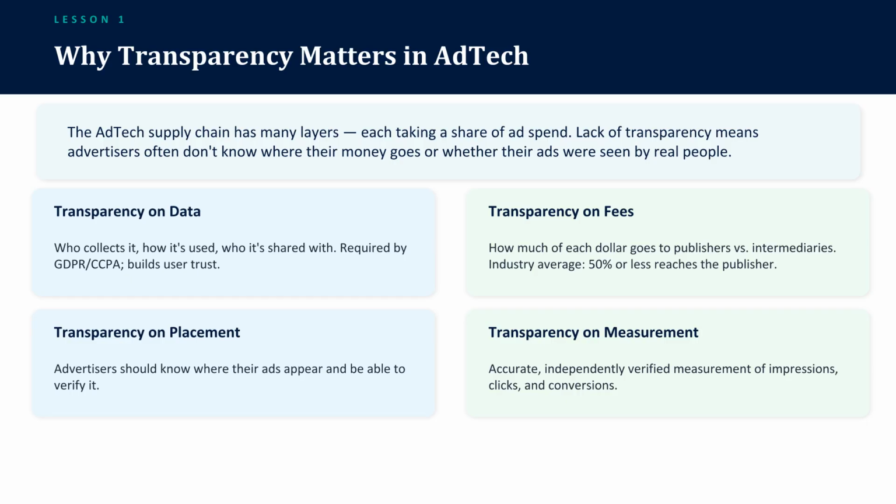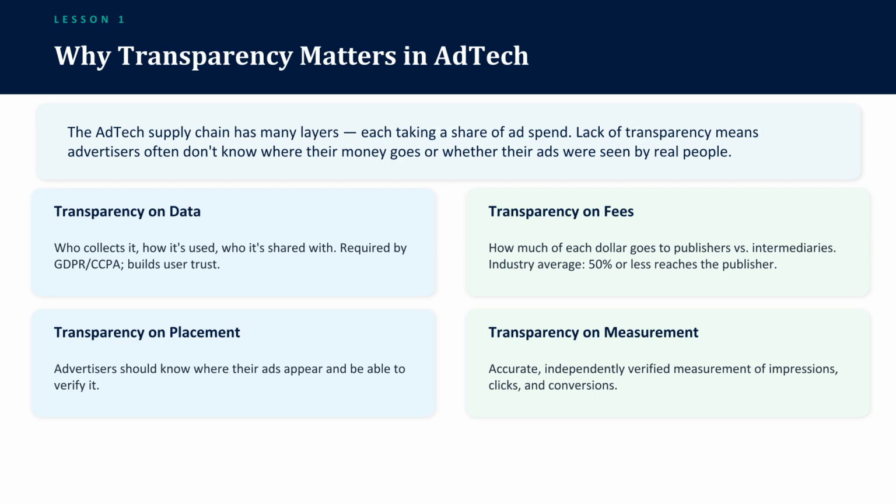Transparency in AdTech has 4 dimensions. Transparency on data. Do advertisers and users know what data is being collected, how it's being used, and who it's being shared with? Transparency on fees. How much of each advertising dollar actually reaches the publisher? Transparency on placement. Do advertisers know exactly where their ads ran?